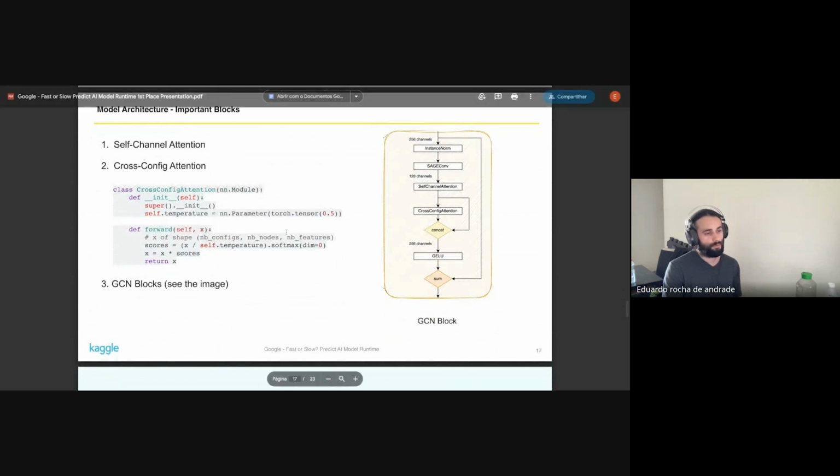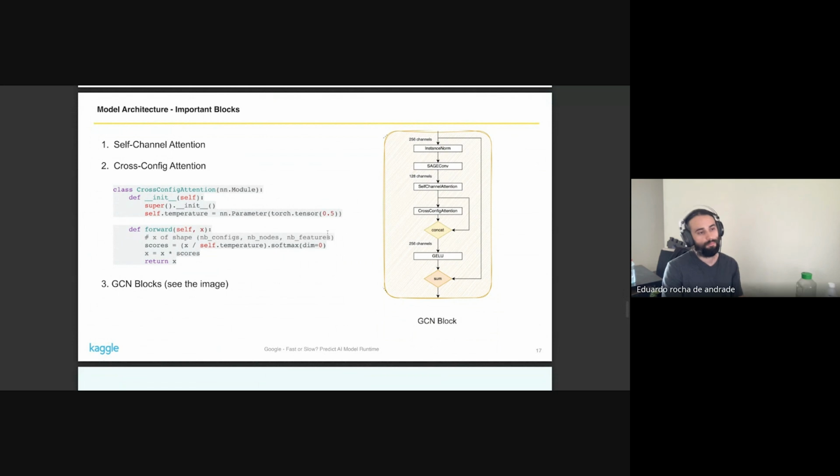Then we followed by the cross-config attention, and this was the one that I think gave us the huge boost for the default collections. The idea behind this is that we noticed that the ranking losses were a must in this competition, but it felt a bit weird to only compare the different configs at the very end of the network, because it was only being compared implicitly via the loss function, but not explicitly in the network itself.